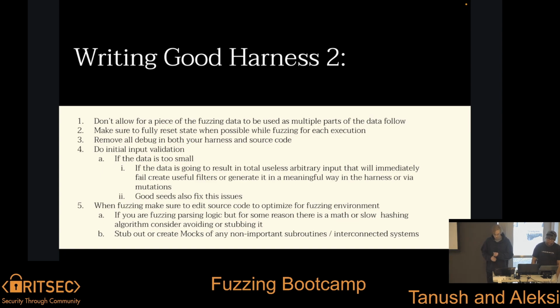And then the last thing here, you basically want to optimize your source code for your fuzzing environment. There's two main ways you can do this, like stubbing out irrelevant code and creating mock functions that return hard-coded results. For example, you might stub out some math or hashing algorithms when fuzzing a parser, because those algorithms or the math logic are irrelevant for the parser logic.